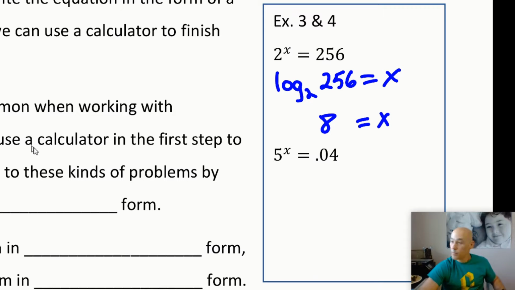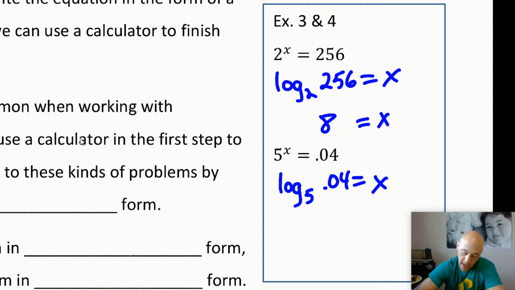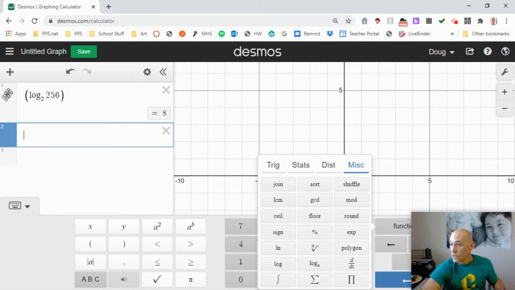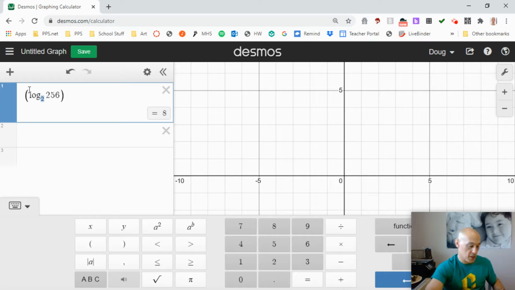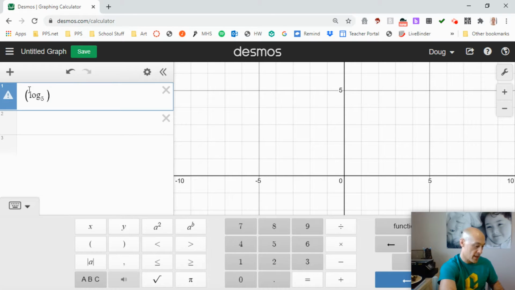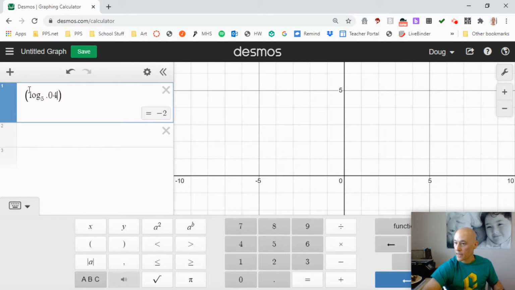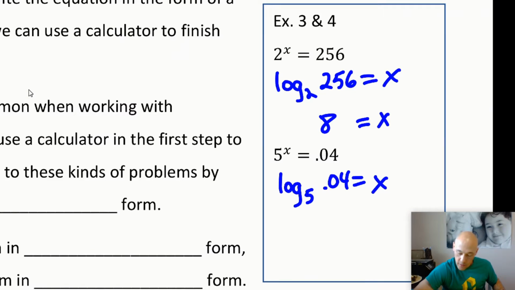And I'm going to then do the next one here. Log base 5 of 0.04 is equal to x. So if we go back to that calculator now, I'm going to leave this just like that and just change that 2 to a 5 and the 256 to 0.04. And then x is -2. So we have x equals -2. Okay.